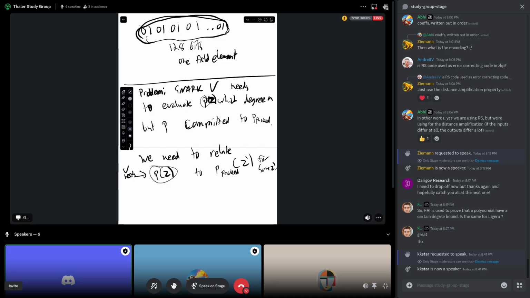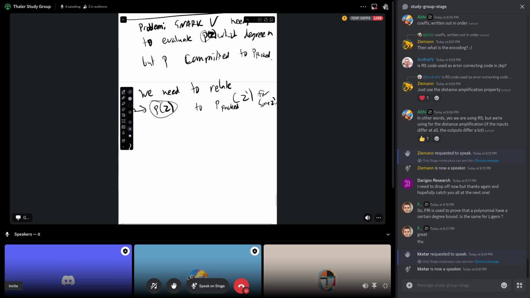Okay, and how do they do this? So when the first Binius paper came out, it wasn't really clear where in the protocol this was happening. Was it part of the commitment scheme? Was it elsewhere? Now it's very clear.